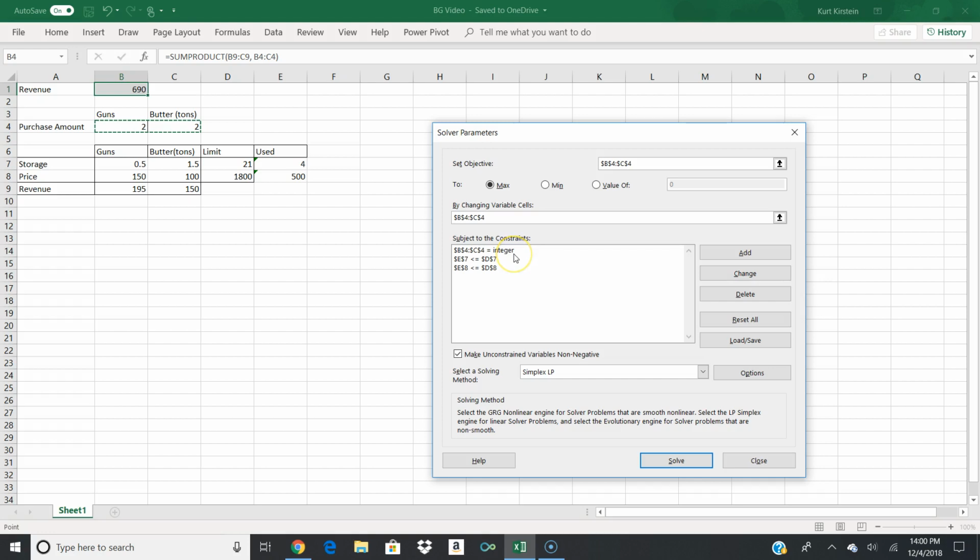That's constraint number 1. Constraint number 2 has to do with our space. Remember, we only have 21 cubic meters of space. So we have to make sure that whatever we use is less than or equal to the 21 cubic meters of space, and that is your second constraint. You're saying that what's in cell E7 must be less than or equal to what's in cell D7. The same thing goes with the costs, or the prices. We only have $1,800 that we can spend.